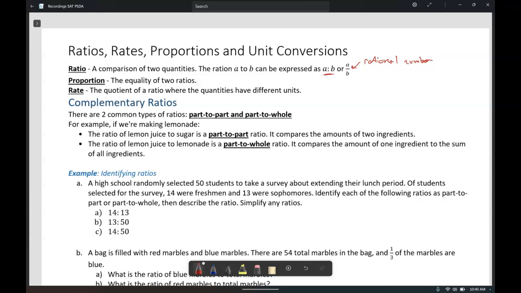Proportion is when we set two ratios equal to each other, the equality of two ratios. A rate is when the units that we are comparing are different, such as miles per hour. And then the extension of that, we also have something called a unit rate. A unit rate is where we have a denominator of 1 within our rate.